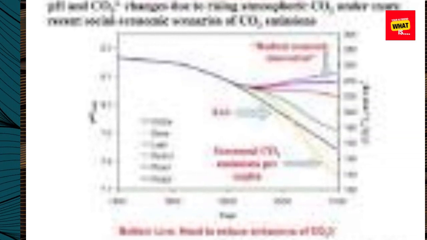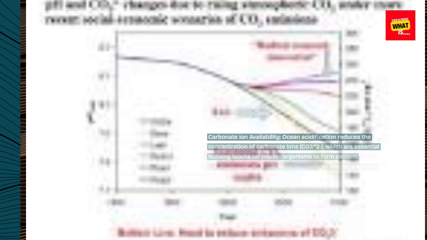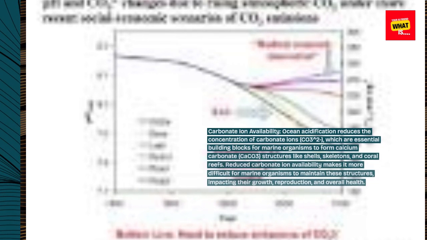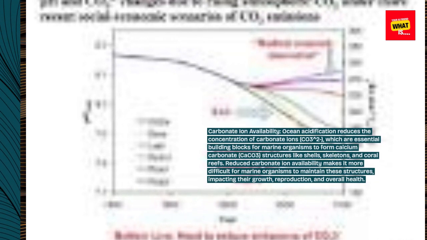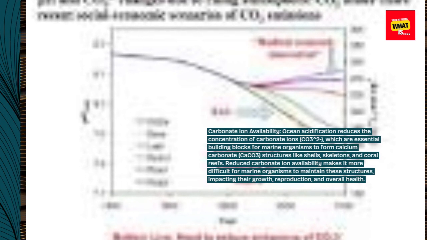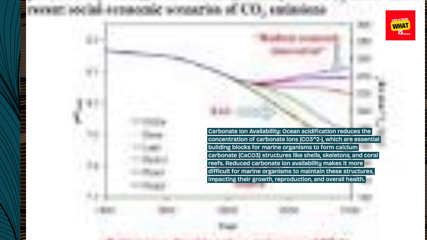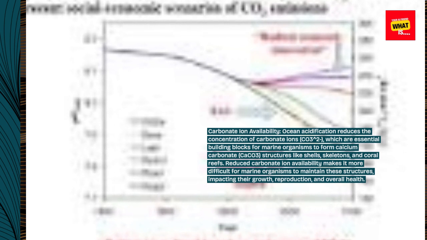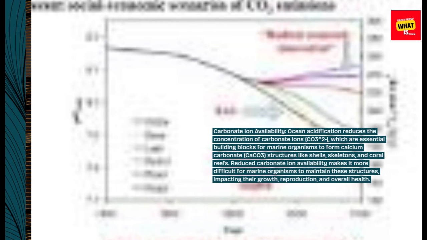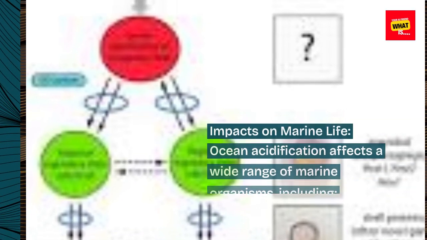Carbonate ion availability. Ocean acidification reduces the concentration of carbonate ions, CO3 2-, which are essential building blocks for marine organisms to form calcium carbonate structures like shells, skeletons, and coral reefs. Reduced carbonate ion availability makes it more difficult for marine organisms to maintain these structures, impacting their growth, reproduction, and overall health.